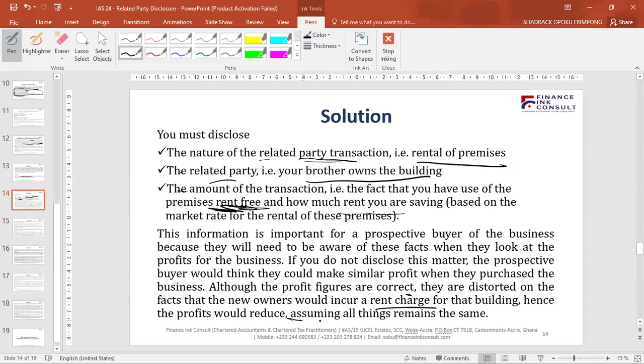Ceteris paribus, all things being equal. I'm an accountant.